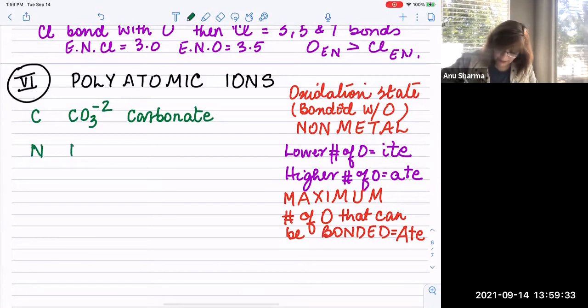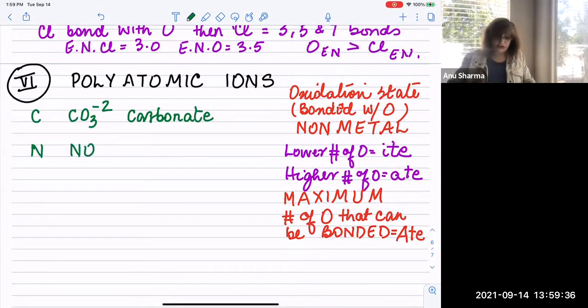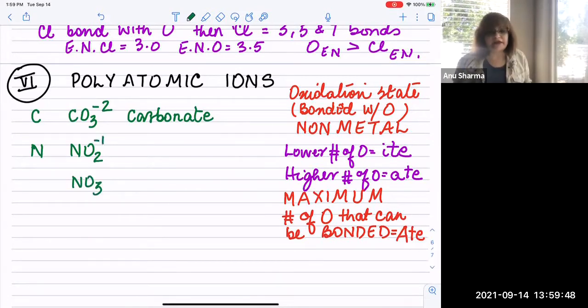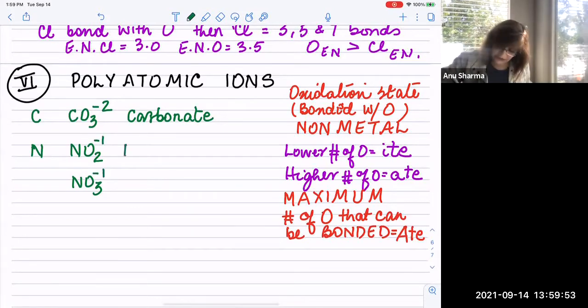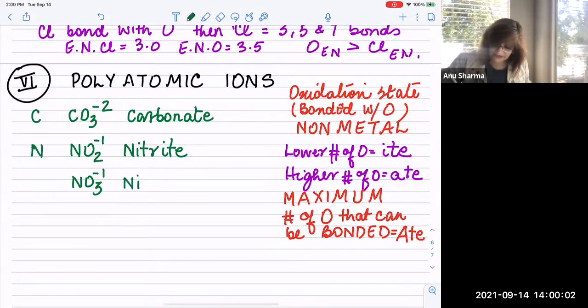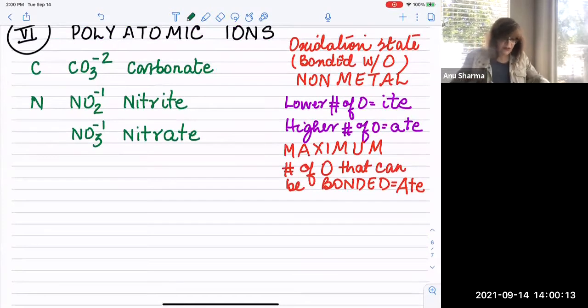Let's look at nitrogen. Nitrogen can connect with 2 oxygens, and the maximum number it can connect is 3. It can combine with 2 oxygens and get a -1 charge. It can combine with 3 oxygens and get a -1 charge. The lower oxidation state is nitrite, ITE. Some of these things you just have to memorize. And this is nitrate, ATE.